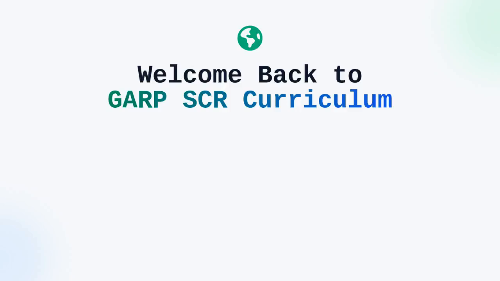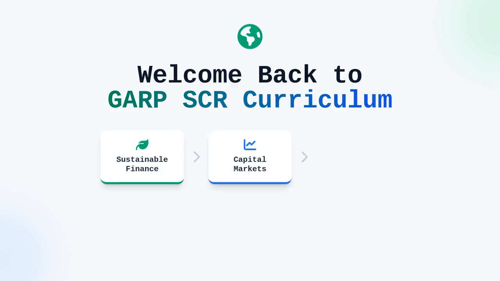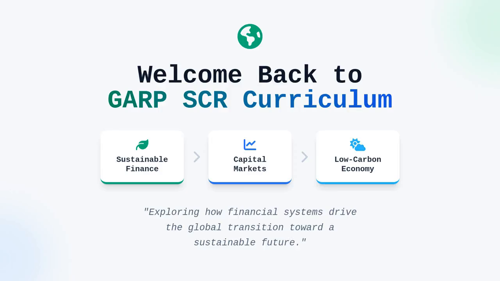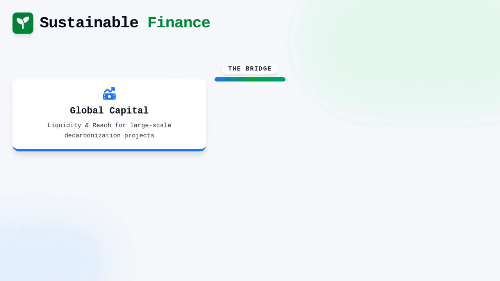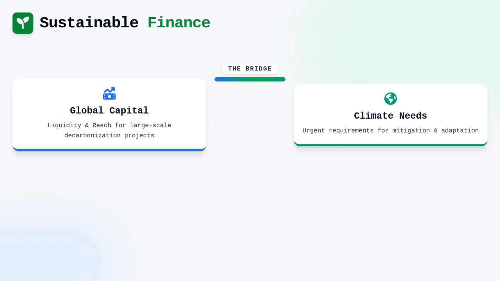In this module, we step into the expansive domain of sustainable finance to understand how capital markets drive the transition to a low-carbon economy. Sustainable finance functions as the bridge between global capital allocation and the urgent requirements of climate mitigation and adaptation. At its core, this field involves the process of taking due account of environmental, social, and governance considerations when making investment decisions in the financial sector.